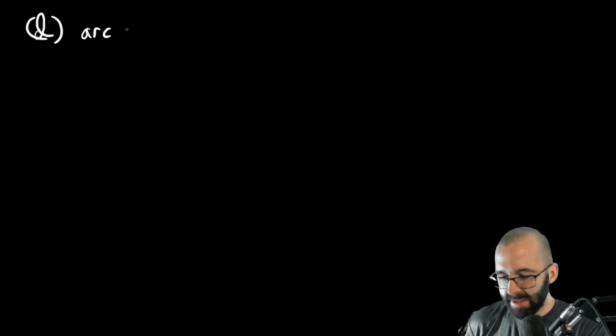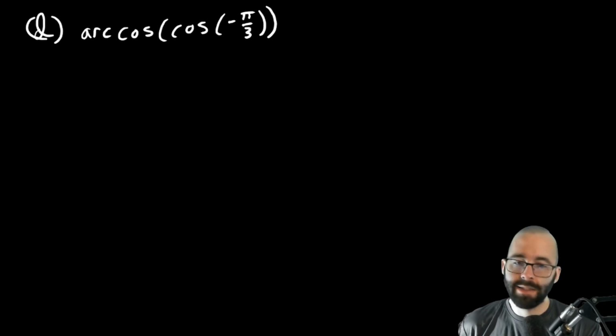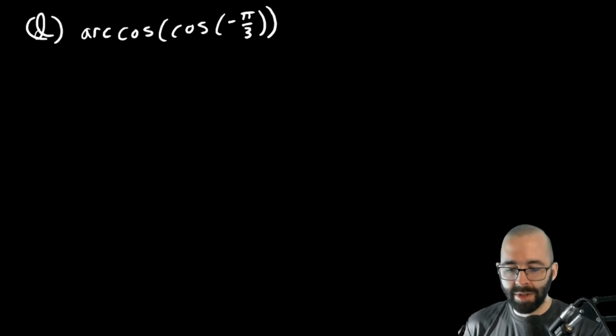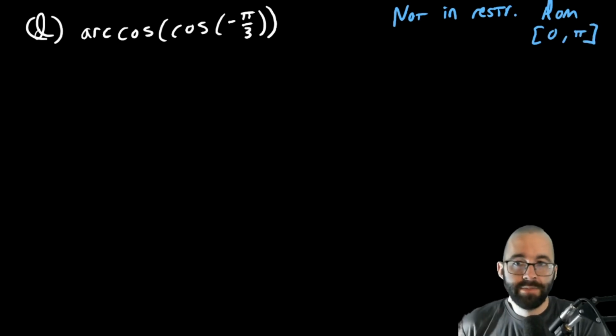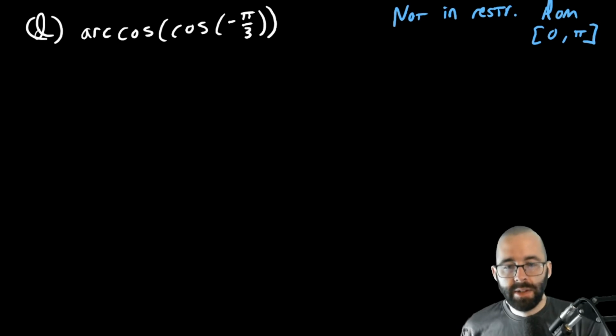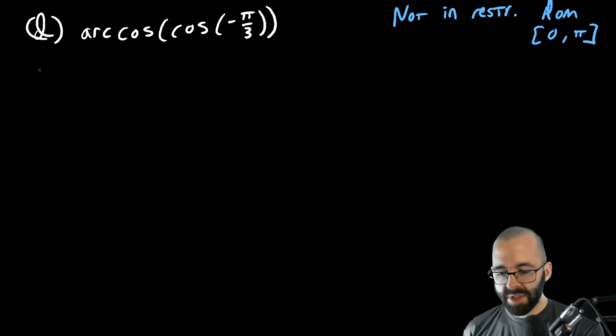I'm in the past. Arc cosine of the cosine of negative pi over 3. So this is not in the restricted domain, right? Restricted domain was 0 to pi for cosine. This is not in that. All right, so blue method's a little bit more complicated here. Red method still works. Do things one at a time.